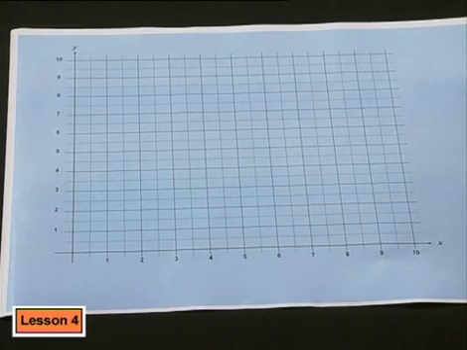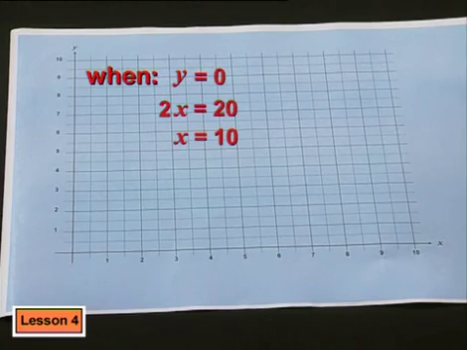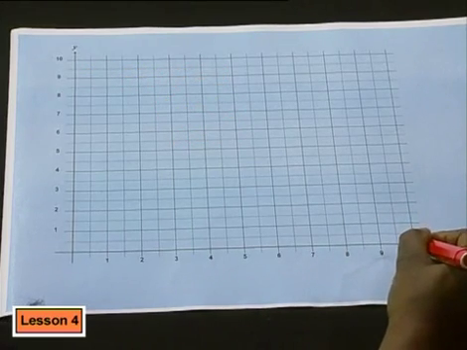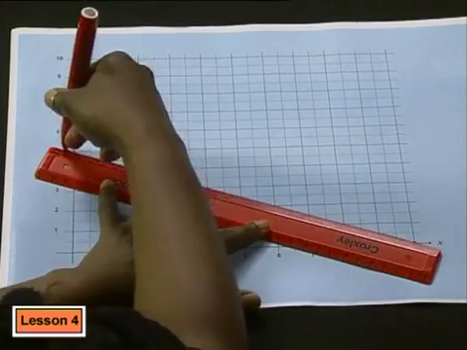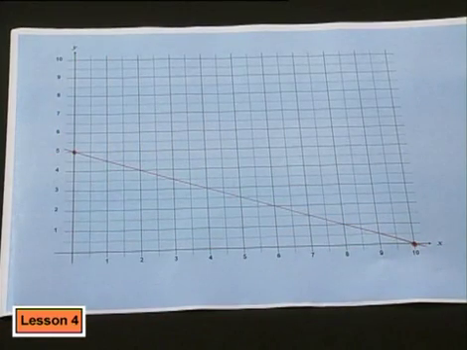Okay, I'll start with the intercepts with the axes. When y is 0, 2x equals 20, so x must equal 10. Let me plot that. Now for the y-intercept. When x is 0, 4y equals 20, and y must equal 5. That's here. Now I can join the points with a line. Well done. The line divides the points on the Cartesian plane into 2 areas. Now you just need to decide which region satisfies the inequality. Choose a point in one of the 2 regions and test it.